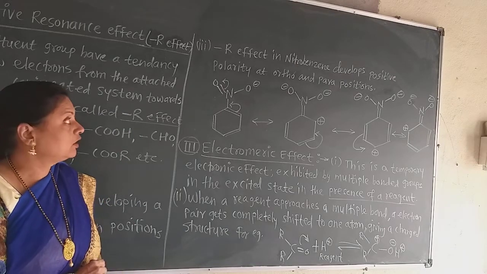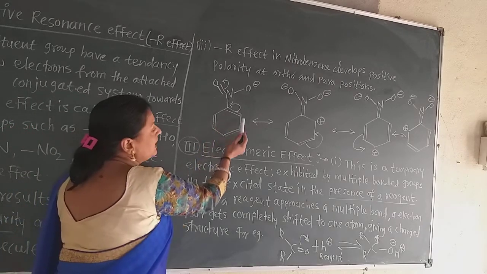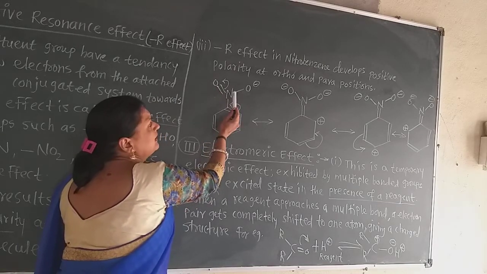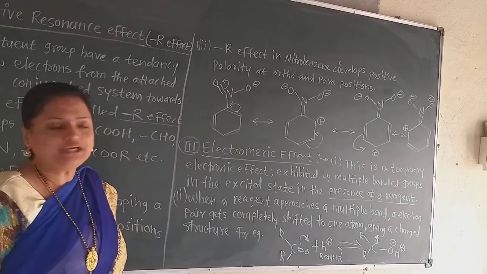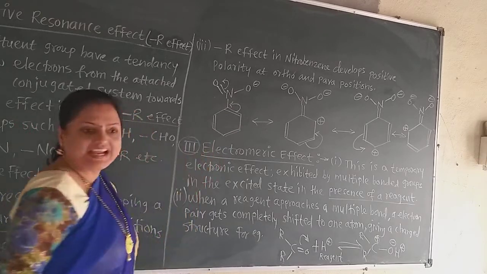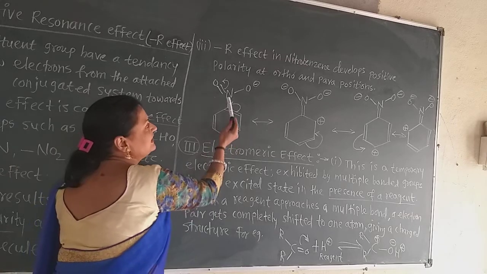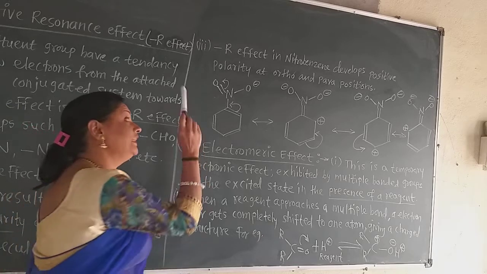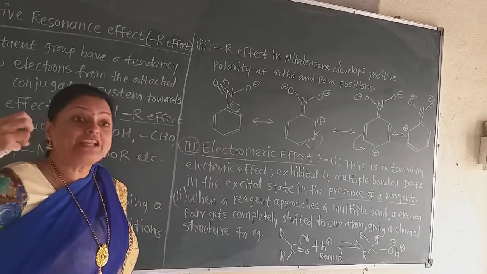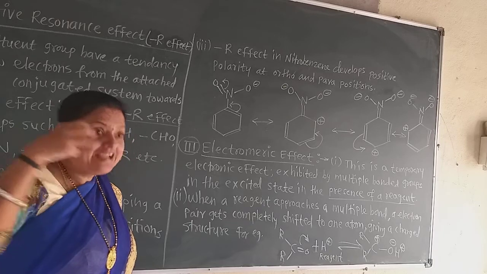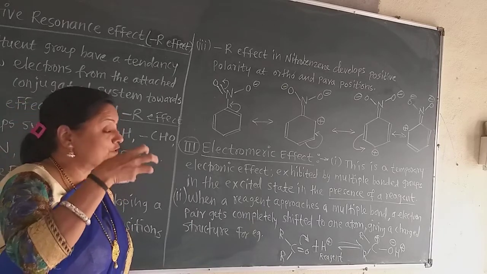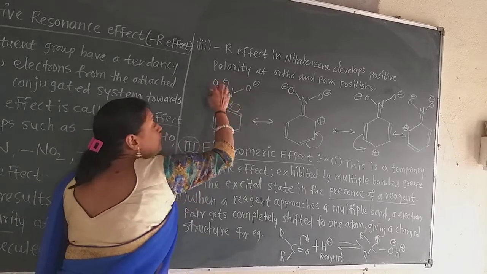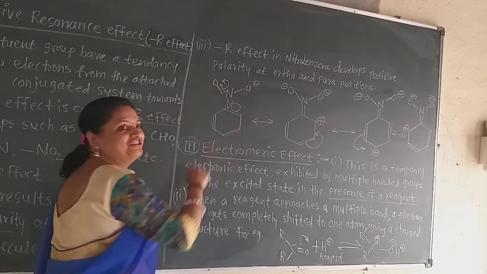Pay attention here. This is nitrobenzene, the benzene ring with the NO2 group attached. The NO2 group is only shown like this, but this is nothing but nitrobenzene, because to the benzene ring there is attachment of the NO2 group. Now what happens? This NO2 group has the minus R effect, to withdraw the pi electrons from the conjugated system. So the NO2 group withdraws electrons from this benzene ring.